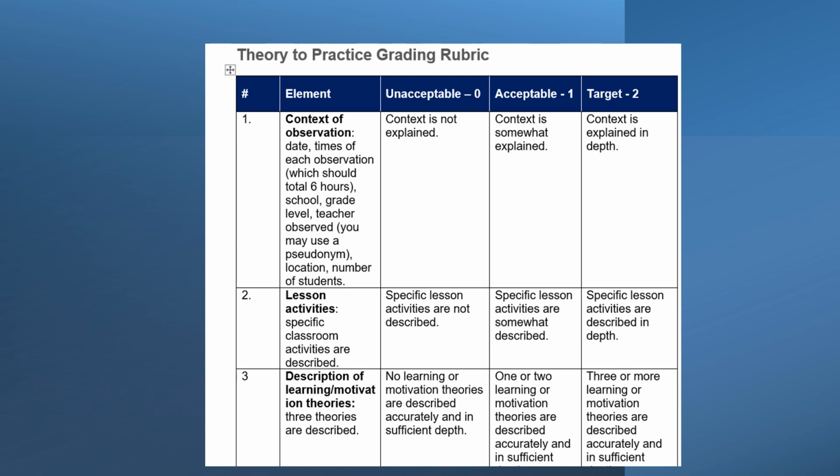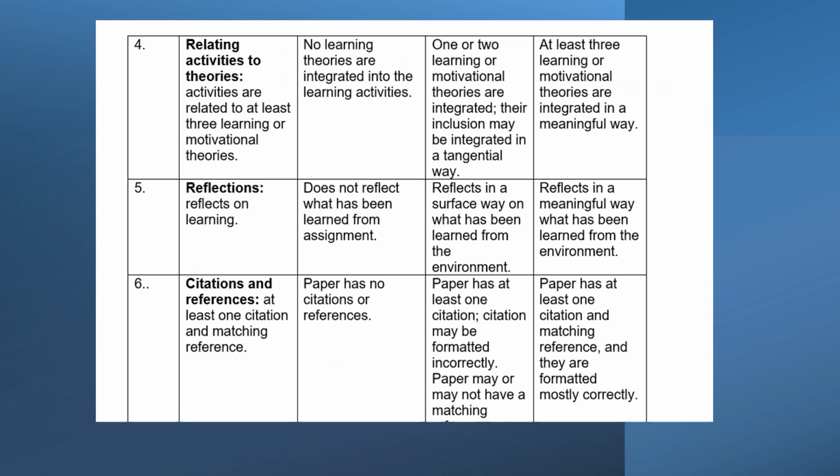You'll notice that the elements of the rubric are the same as the elements that I've just described you should have in your paper. Did you explain your context well? Did you describe your lesson activities in enough depth that the reader can understand it? Did you provide a good description of learning and motivation theories, the 3 theories you selected? Another thing that your assignment will be graded on is how well you relate the activities that you saw taking place in the classroom to each of the 3 theories.